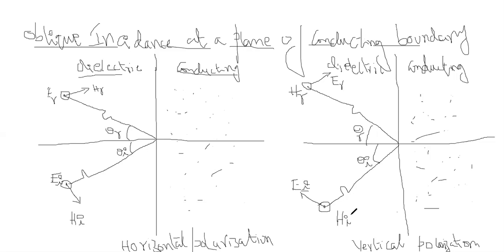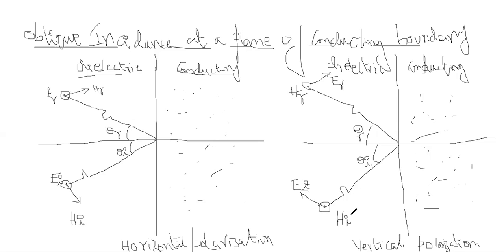Forget about all this. If there is any confusion, simply we can say horizontal means the electric field is perpendicular to the plane of incidence, which is called horizontal polarization. And the magnetic field perpendicular to the plane of incidence is the vertical polarization. The incident beam is at an angle of theta I because it is oblique incidence. We have taken a boundary between the dielectric and the conductor.